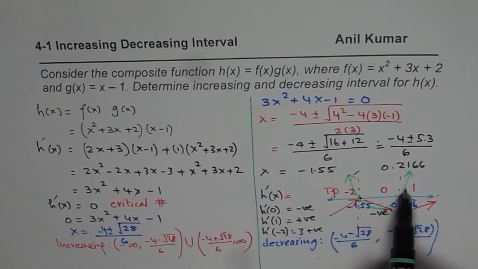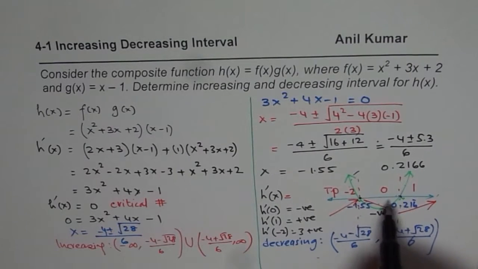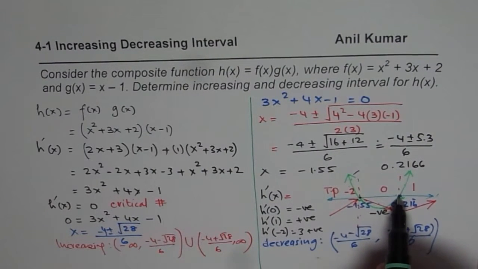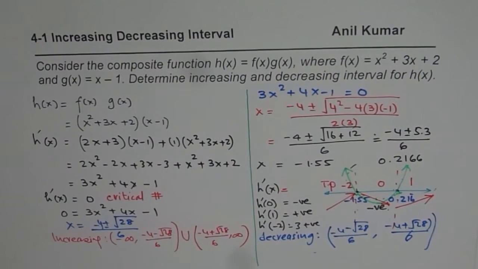So those are the intervals where the function is positive, or is increasing, I should say, increasing. And in between, the function is decreasing since the tangent or slope at any point in this interval is negative. So it is decreasing in this portion. I hope you understand the concept, and that is how we should be solving such questions.